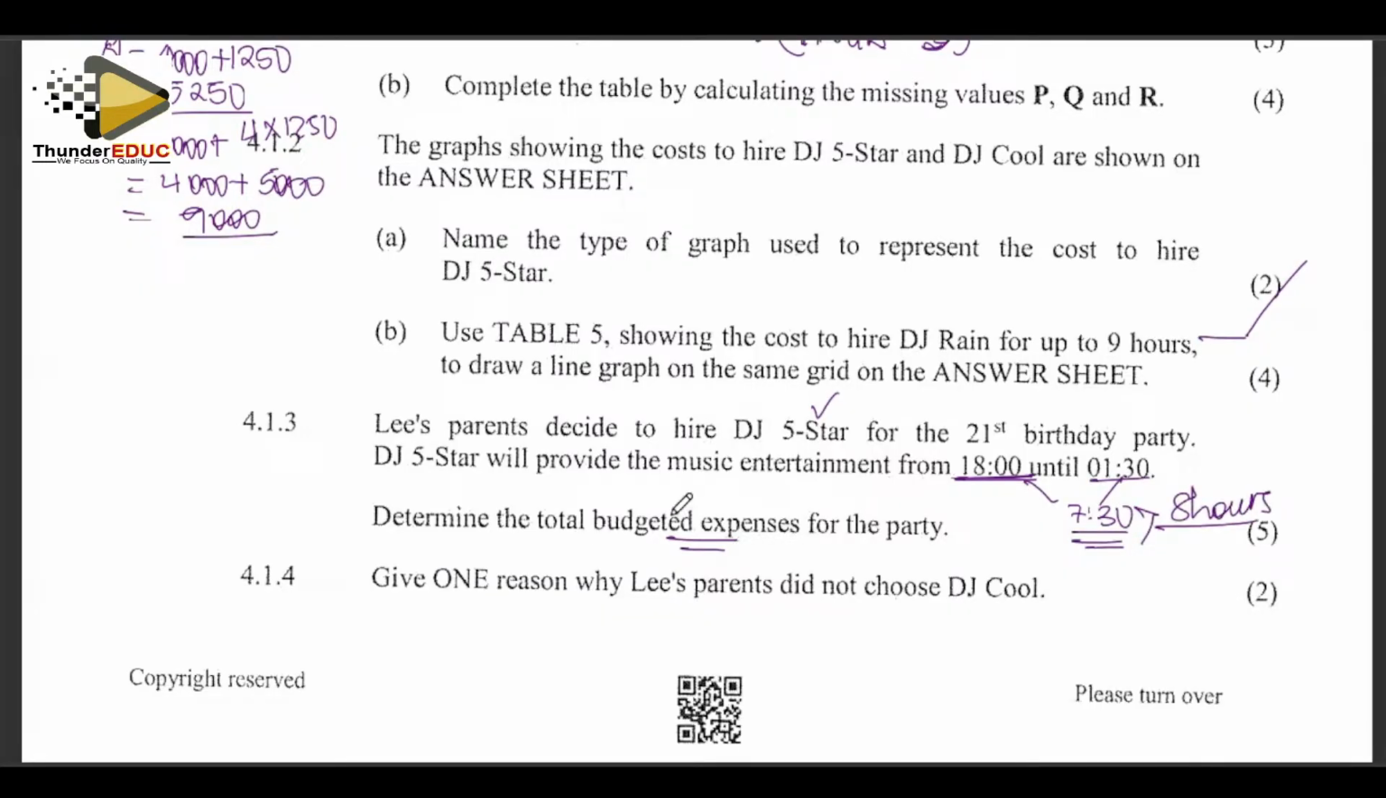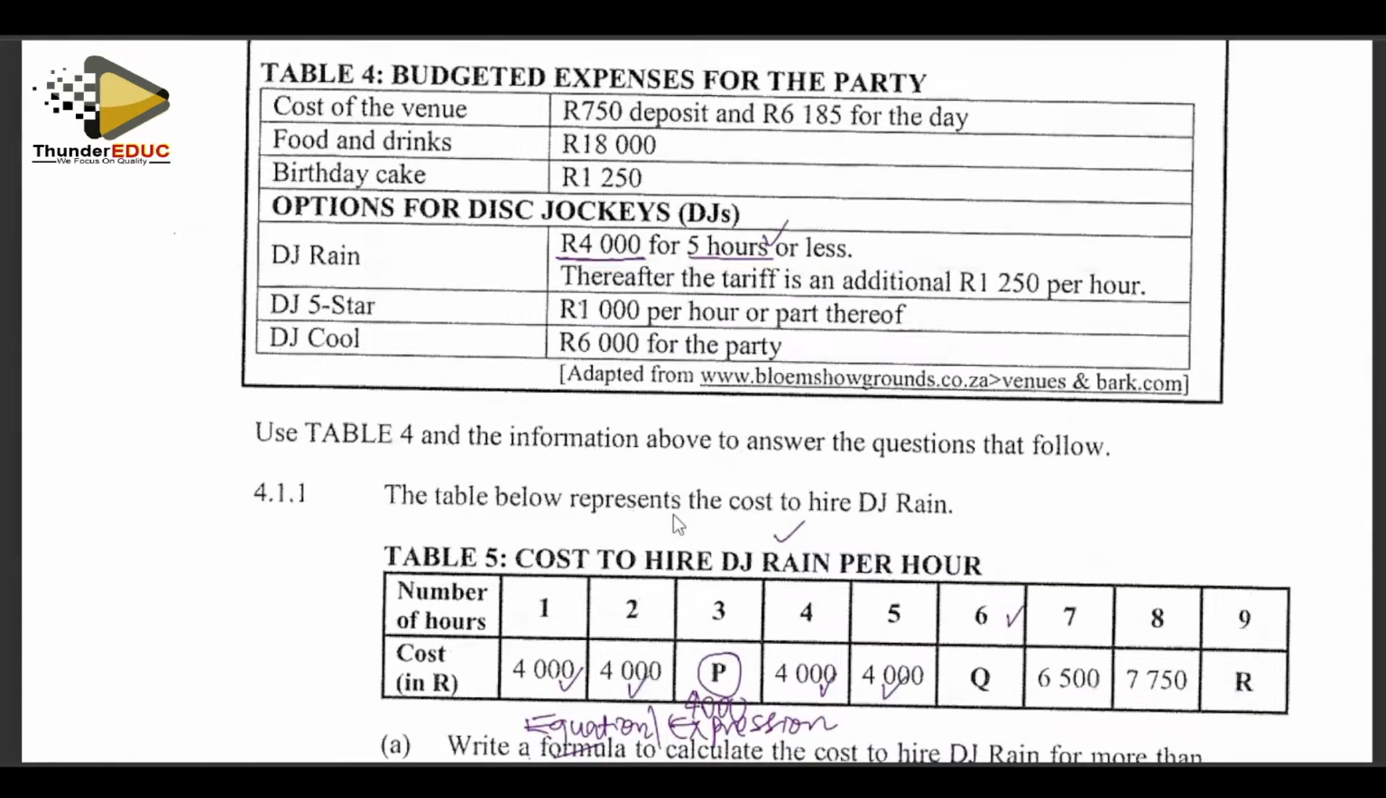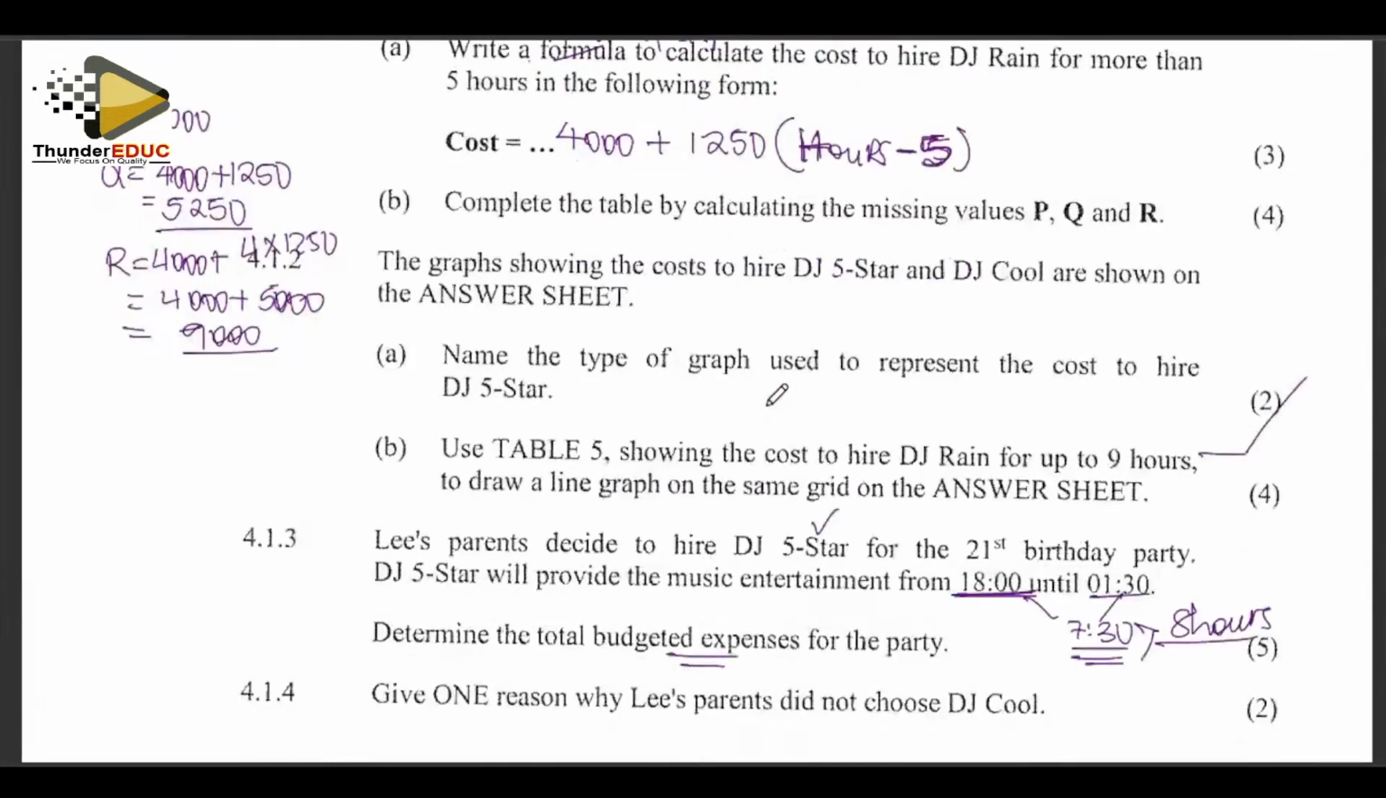Why? Because when you look at DJ 5 Star, it charges 1,000 per hour or part thereof. What does this simply mean? Should you only use 30 minutes, we'll charge 1,000. Should you use 1 hour and 20 minutes, we'll charge for 2 hours. If you exceed that 1 hour, whatever time you've exceeded, it counts as another hour. All right, now, expenses, that's what we're looking at.